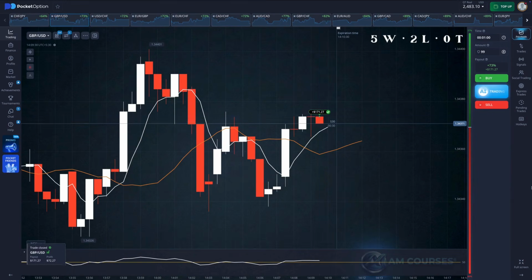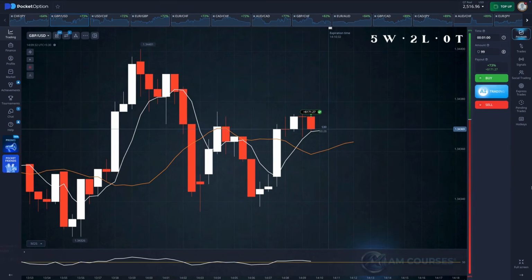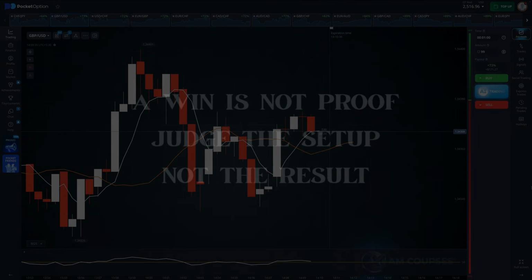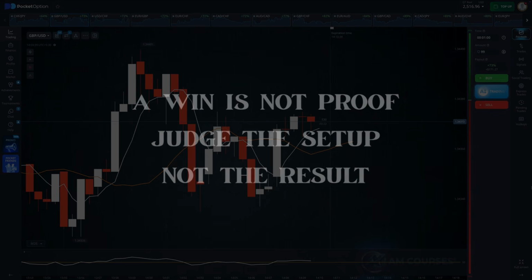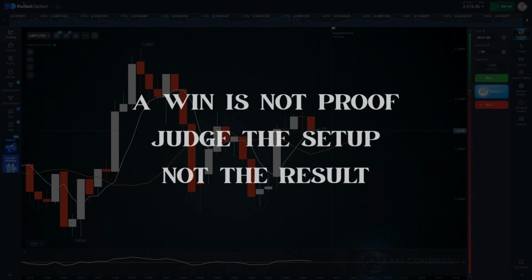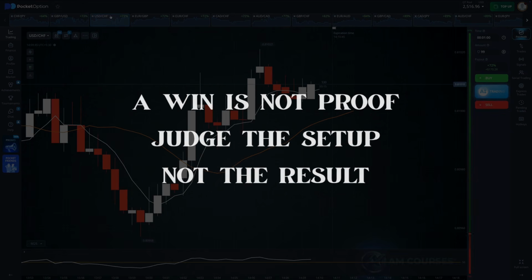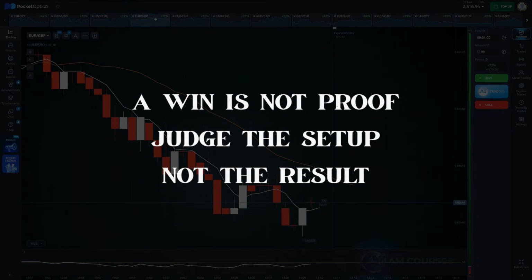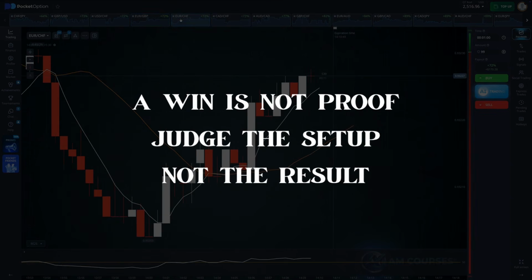The trade expires above my entry. It wins. But look how close it is. Price barely moved. This one paid 73%. Low side again. And here is the honest version. This was a weak setup that happened to win. 2 minutes earlier or later, the same trade goes the other way. A win does not mean it was a good trade. Judge the setup, not the result.